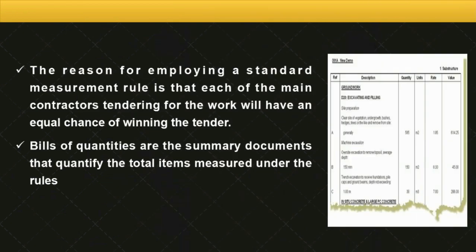The reason for employing standard measurement rules is that each of the main contractors tendering for the work will have an equal chance of winning the tender. Bill of quantities is the summary document that quantifies the total items of measure under the rules.